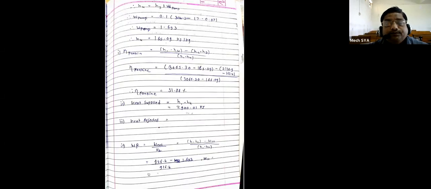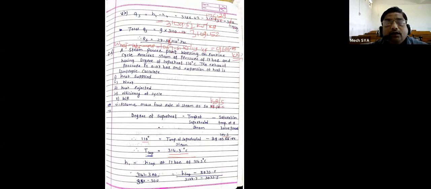So here T sup is equal to 314.3 degrees Celsius. We have to find out H1, H sup at 314.3, from table number 4. But the value at 314.3 is not available in the steam table, so we have to go for mathematical interpolation. 314.3 is available in between 300 and 350.